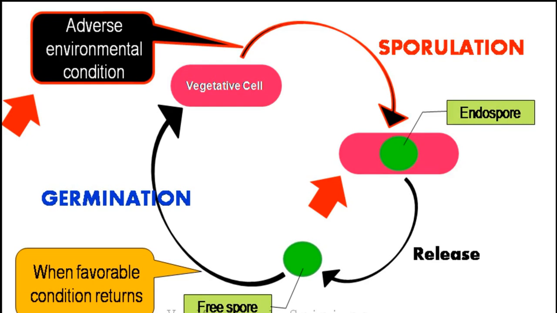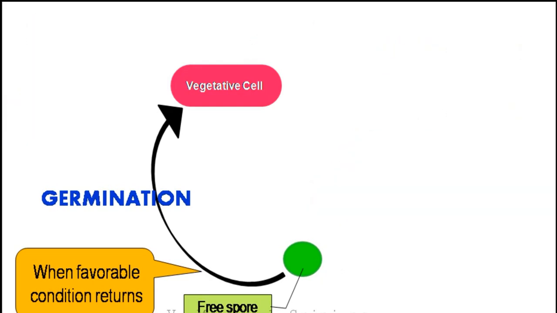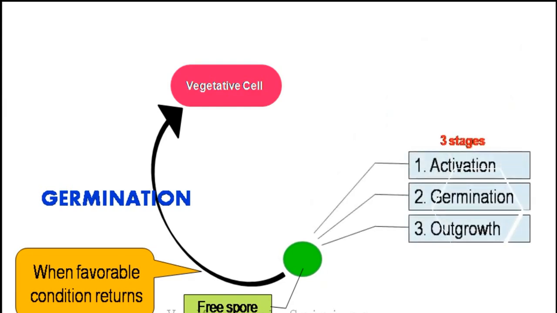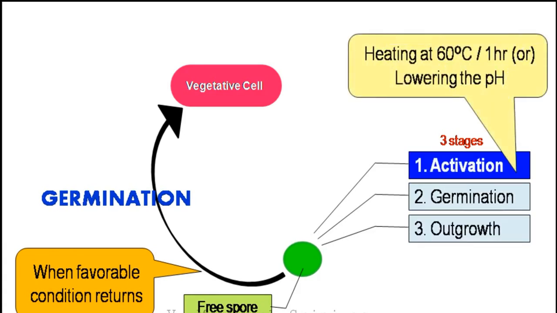This core is surrounded by the outer membrane, or the plasma membrane. This, in turn, is surrounded by the germ cell wall, which is rich in peptidoglycan. Then, the modified peptidoglycan layer, called the cortex, surrounds the germ cell wall. The cortex is surrounded by the outer membrane. This is, again, surrounded by the spore coat and the outer spore coat.